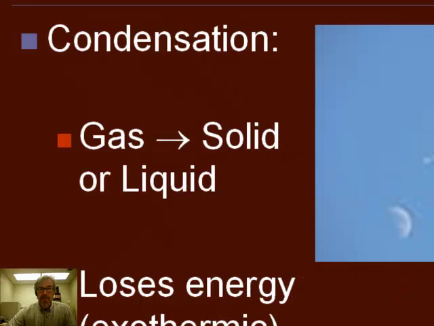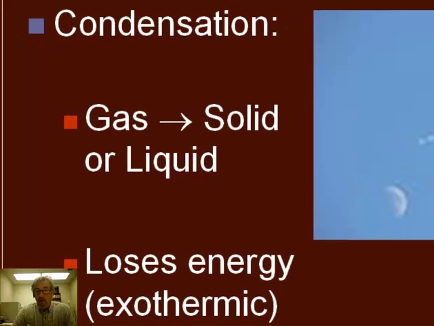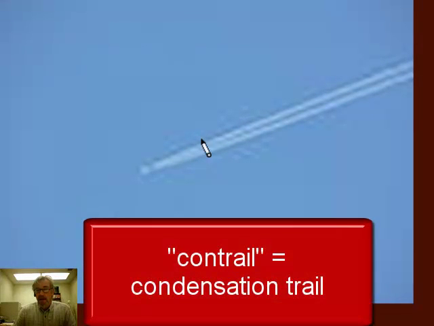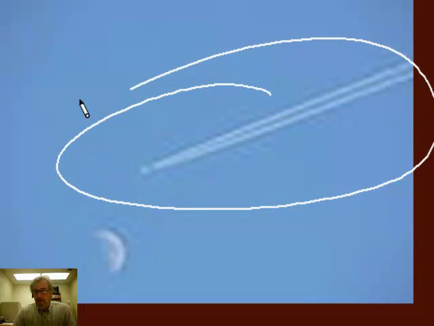Condensation is when a gas becomes a solid or a liquid. And this is a process that loses energy, and so it happens in places where it's cold. Like, for example, high in the sky. This picture is showing the contrail of a jet. The gases that are coming out of the back of the airplane's engines are very hot. It's very cold up there. It's about 50, 60 below zero where commercial aircraft fly. And so the gases, mostly water, immediately condense into liquids, and you can see them.